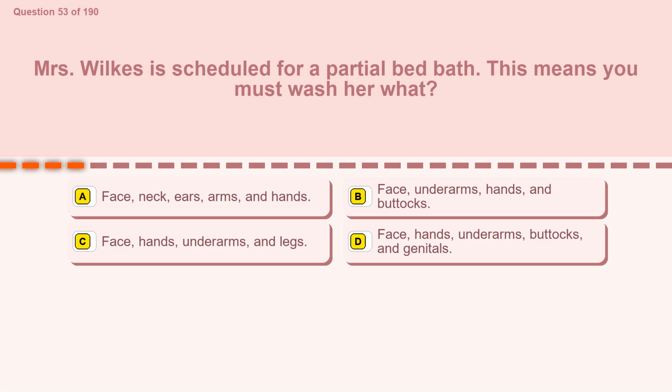Question 53. Mrs. Wilkes is scheduled for a partial bed bath. This means you must wash her what? Option A, face, neck, ears, arms, and hands. Option B, face, underarms, hands, and buttocks. Option C, face, hands, underarms, and legs. Option D, face, hands, underarms, buttocks, and genitals.